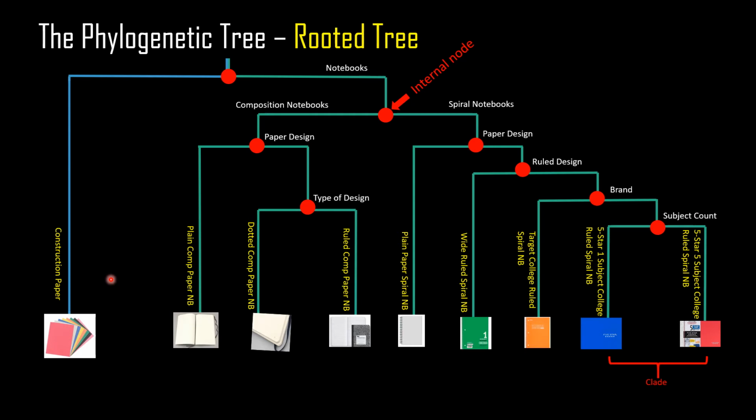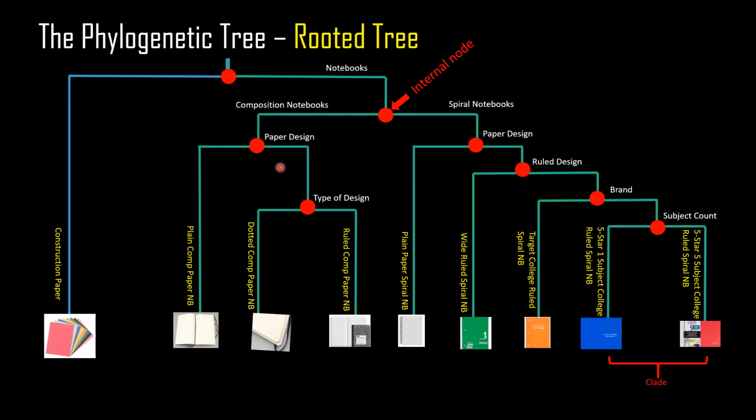Now let's look further down the tree. If we look at this internal node, we can see it splits into two groups. We have our composition notebooks over here, and our spiral notebooks over there. Cladogenesis occurred, and the one lineage split into two diverging groups that evolved separately over time.